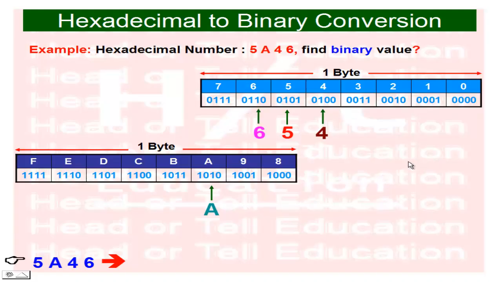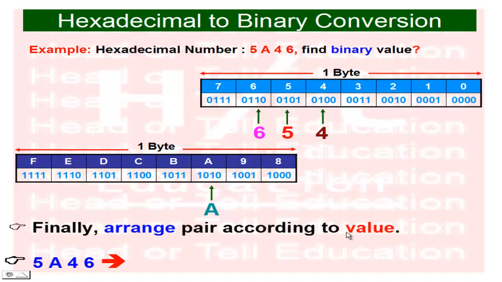Now finally, arrange the pairs according to the values. In the hexadecimal, the first value is 5, so we use this pair 0101. Next value is A, so we use the bit pair 1010. The third value is 4, so the pair is 0100. And the last one is 6, so the pair is binary 0110. So this is the hexadecimal value converted into binary: 5A46 equals 0101101001000110.